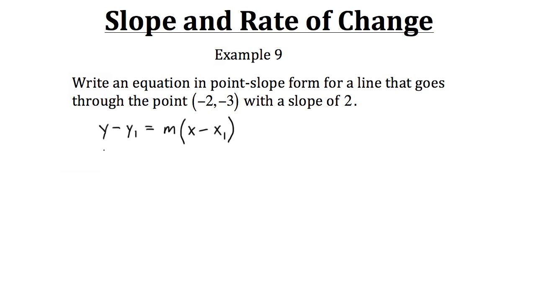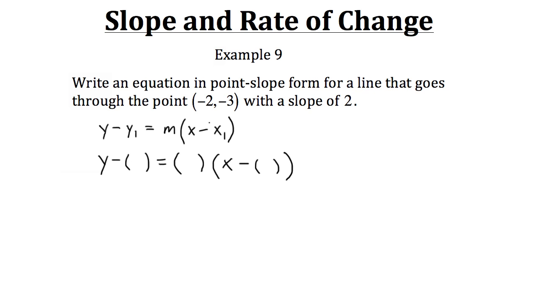Well, for us, we have a point and we have a slope, and we could literally just substitute those into this formula here. So we could have y minus whatever our y1 is equals our slope times x minus whatever our x1 is. So let's start with the y1. So we have y minus y1.